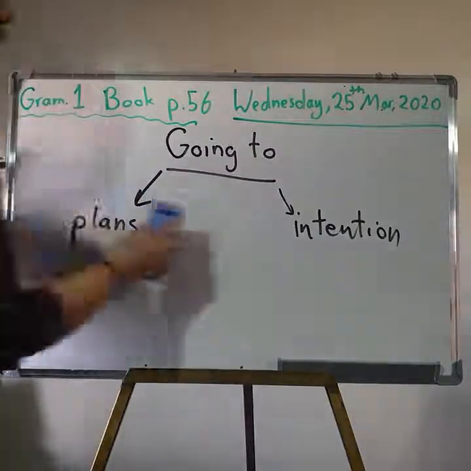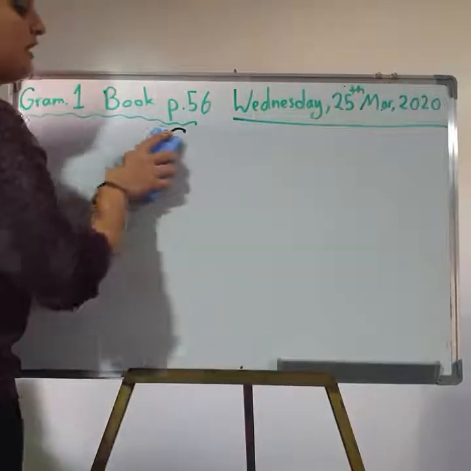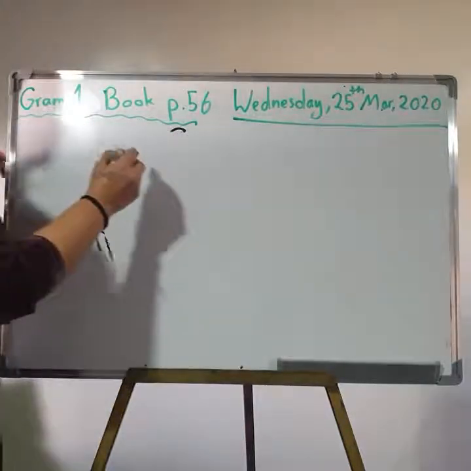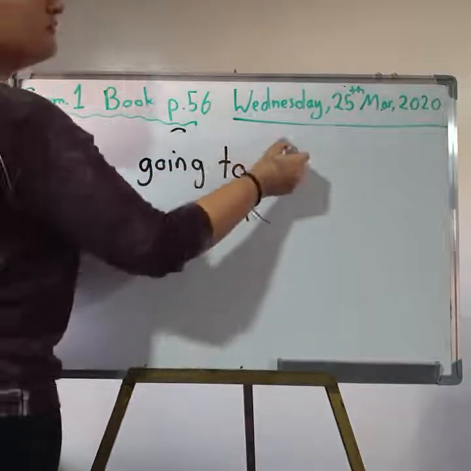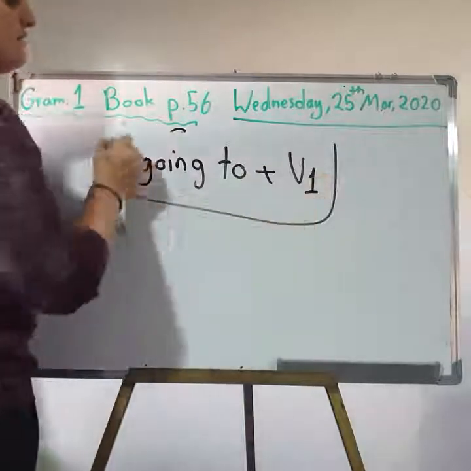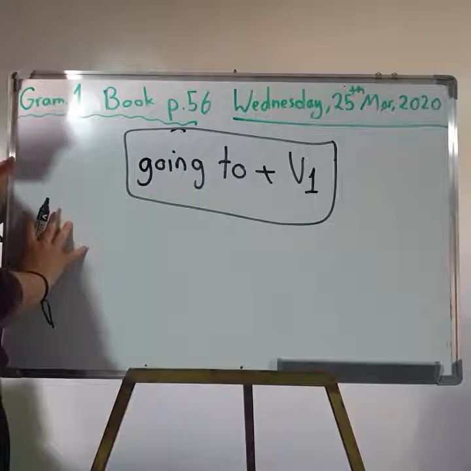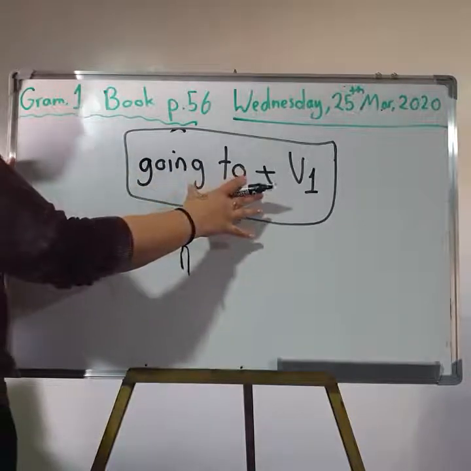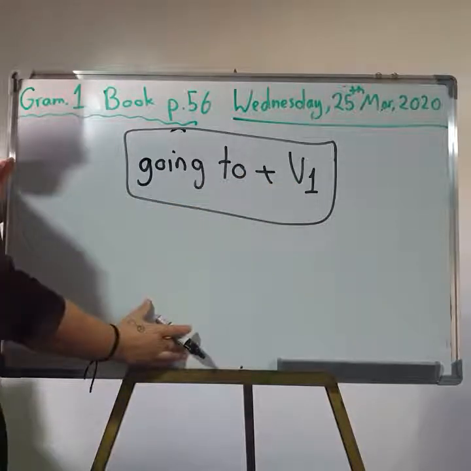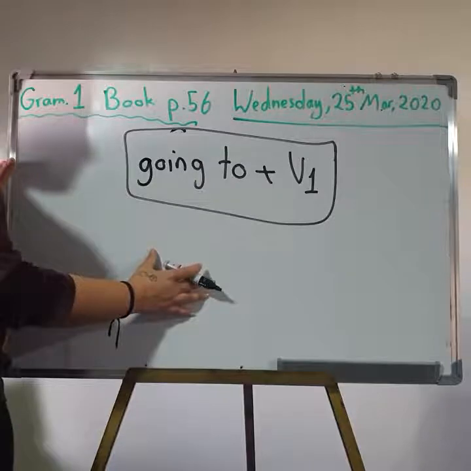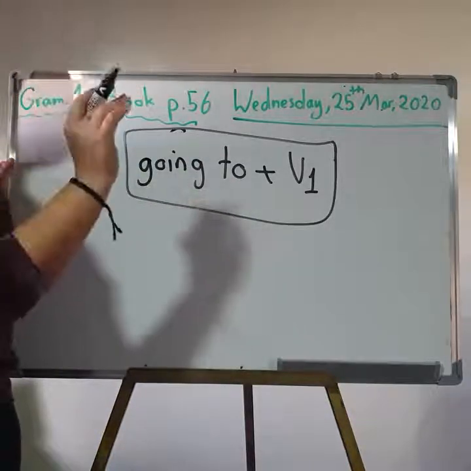Now, going to comes in the sentence in a very easy form. How do I write it? Going to plus verb 1. This is the form. I only put it in the sentence, of course, with the subject, okay? And I write it this way: going to with verb 1. I will give you examples with different subjects, so you know there's one thing that is different from sentence to sentence. It's the helping verb.